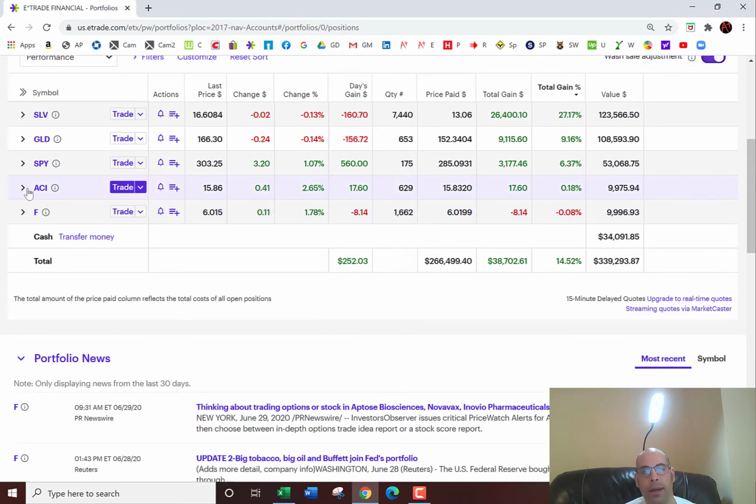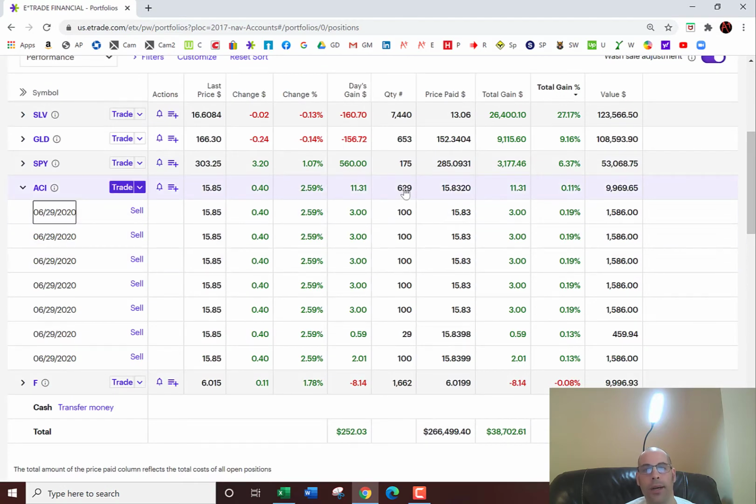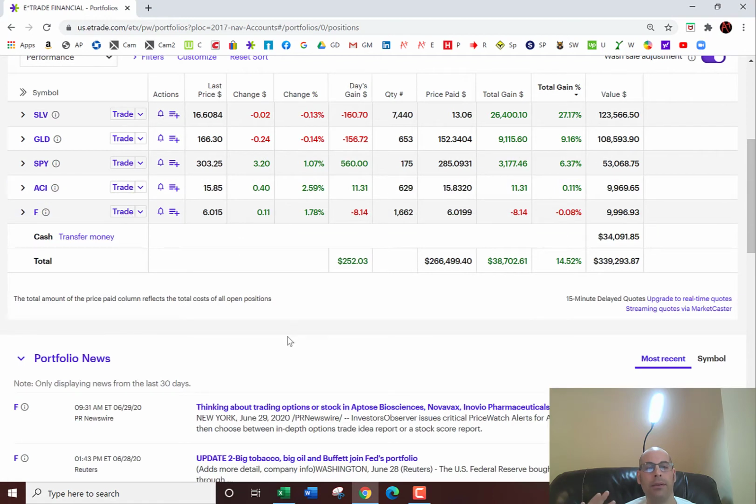If I go above and I look at Albertsons, I bought 629 shares, and there wasn't one person that was willing to sell me all those shares. There was many people. One person sold me 100 shares at $15.83. Another person sold me 100 shares at $15.83.99. So regardless of how many shares you have, Etrade will find whether it's one person or 100 people to sell you those shares.